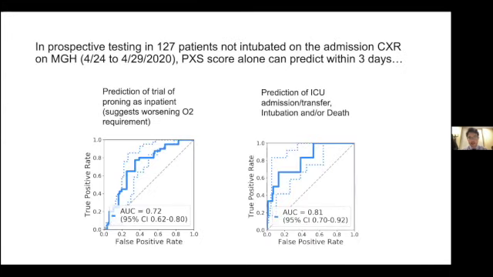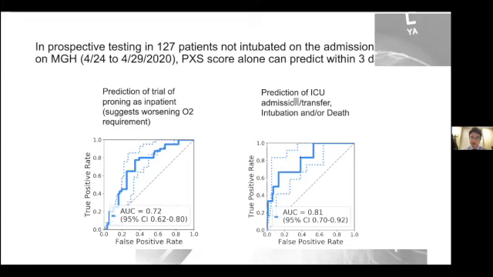We also further tested this prospectively on patients in the future, from April 24th to April 29th, 2020. What we found is that the PXS score could also help predict trial of proning as an inpatient, which, for those of you who aren't clinicians, is where we turn the patient on their front to help with breathing. That simply suggests that there's an increased supplemental oxygen requirement for those patients. And it could also help predict ICU admission, intubation, and/or death with similar performance, or AUROC, area under the receiver operator characteristic curve, of around 0.8.